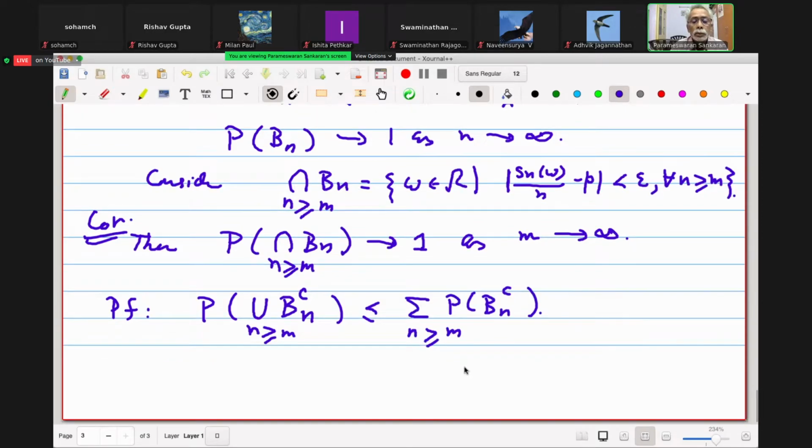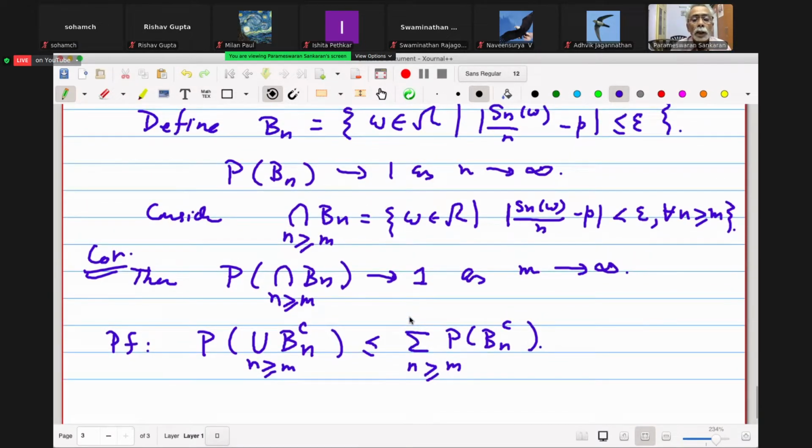Sir, could you repeat what you said about it being a stronger statement? I don't understand. You see, you are taking a much smaller set now. Your previous statement only said the probability of Bn goes to 1 as n goes to infinity. But now you are taking the intersection of various Bn's, starting from some stage m onwards. So this is a much smaller set. Yes, correct.